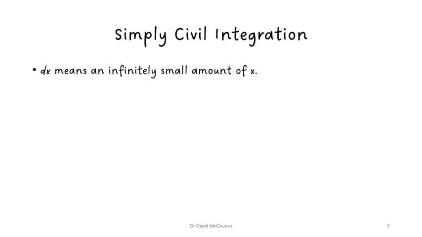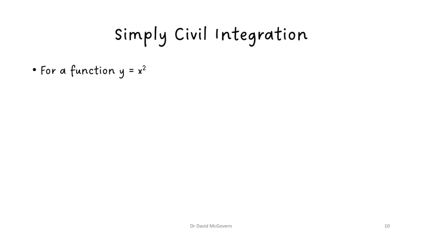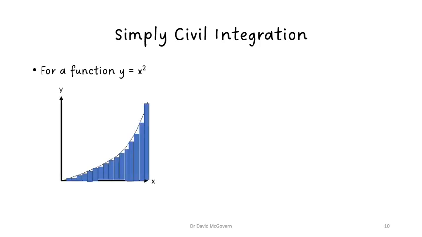So dx means an infinitely small amount of x. That's a value of x which has effectively no width. Because it has no width, it doesn't change in y. This is called reducing the curve to the limit, which you might have come across. But if not, it doesn't matter. So for a function like the one we were talking about in our little number machine earlier, y is equal to x squared, the integration is going to reduce the curve to little straight lines all the way along the curve, find the area under each of those tiny little rectangles, and add it all up.